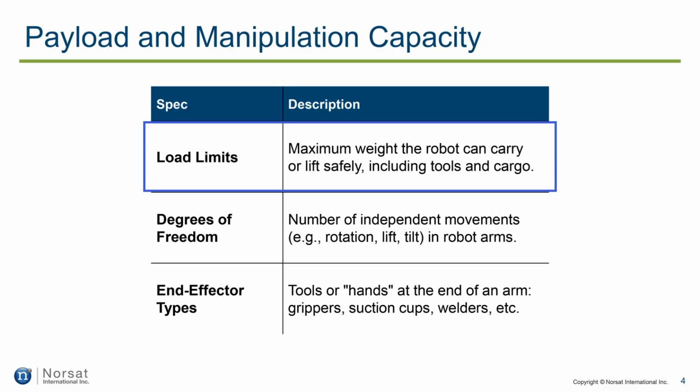In robotics, payload and manipulation capacity refer to how much a robot can carry, move, or interact with physically. These specifications are crucial for tasks involving lifting, transporting, or manipulating objects. Let's start with payload.